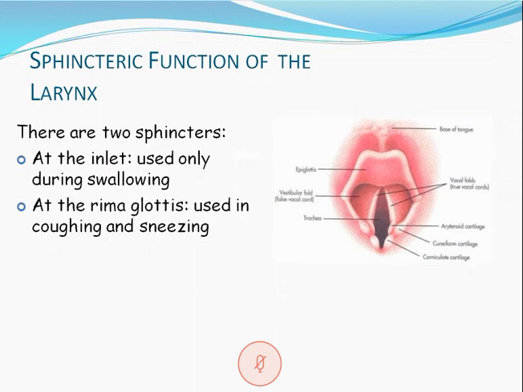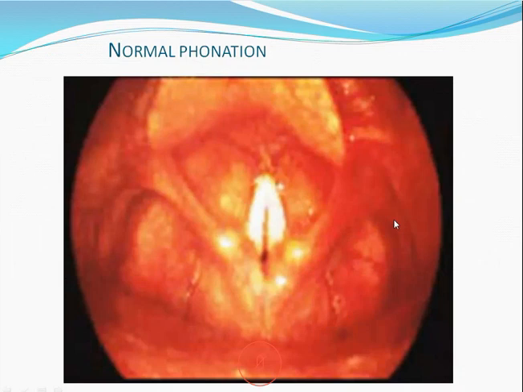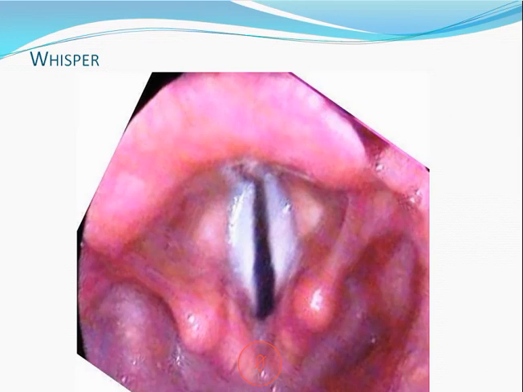The sphincter function of the larynx: there are two sphincters. At the inlet, used only during swallowing, there is aryepiglottic fold closure and posterior bending of the epiglottis. At the rima glottidis, it is used during coughing and sneezing, where you find total closure. In normal phonation the vocal cords come together, and this is whisper. Actually, to whisper, the vocal cord strains more compared to normal speech.